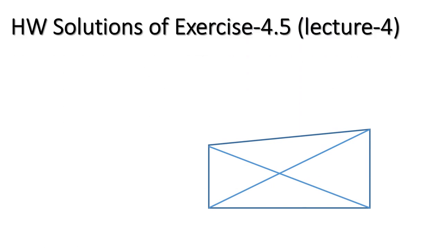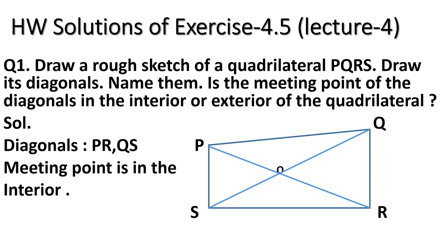See the homework solution of exercise 4.5. Question number 1. Draw a rough sketch of a quadrilateral PQRS. Draw its diagonals. Name them. Is the meeting point of the diagonals in the interior or exterior of the quadrilateral? So let us do it one by one. First is draw a rough sketch of a quadrilateral PQRS.